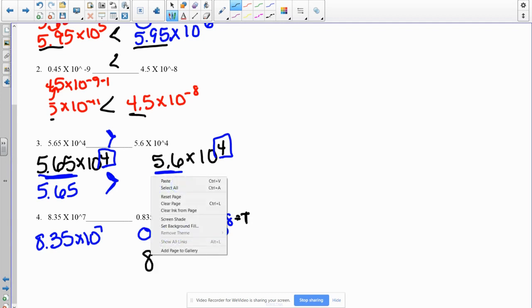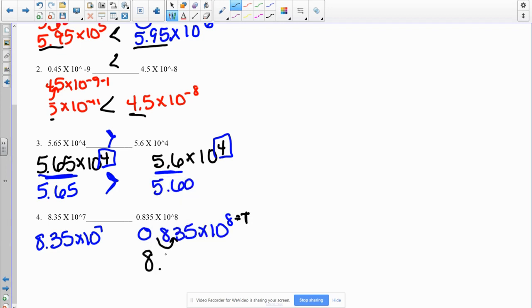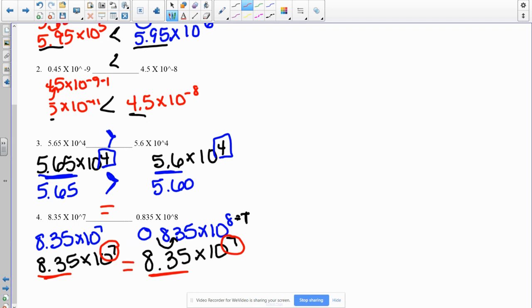So this new amount is 8.35 times 10. Remember, I'm subtracting, so that makes it 7. And this side is 8.35 times 10 to the 7th. I'm going to quickly look at the mantissas. They happen to be the same. I'm going to look at the exponents. They also happen to be the same. So I can conclude that these two scientific notations are exact same or equal to. So I'm going to put that equal to symbol.